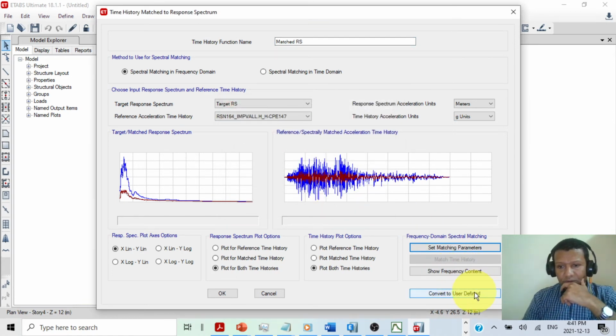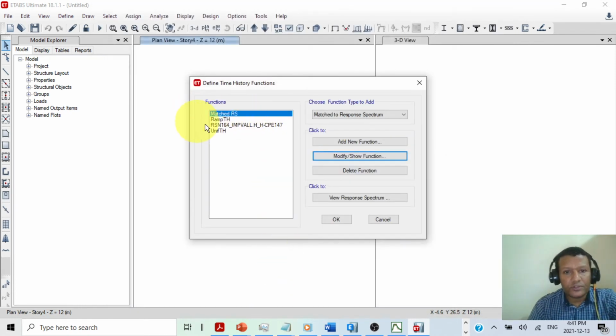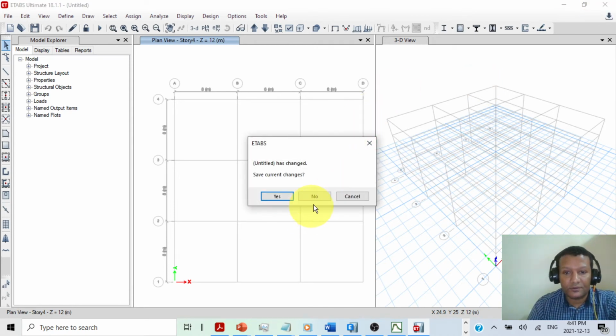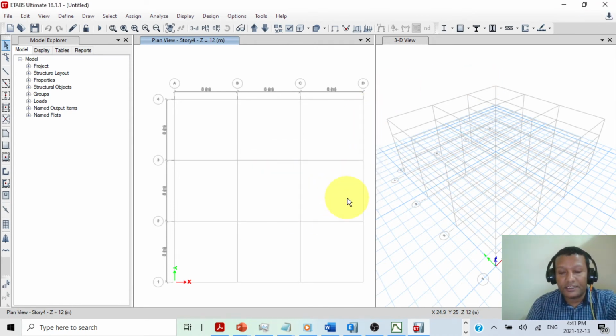show frequency content, user defined. If you want, you can change it into user defined also. So in this way I matched it. So let me close this. In this way I matched it.